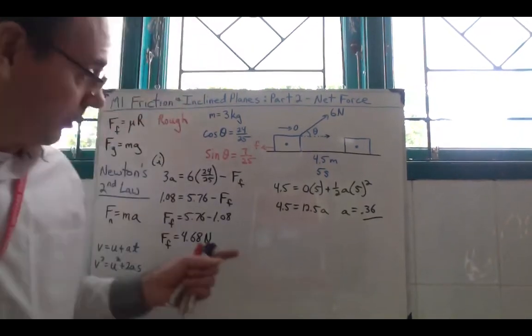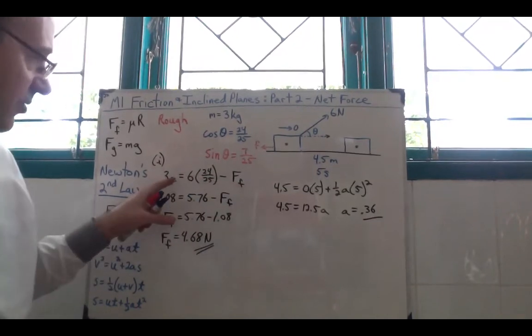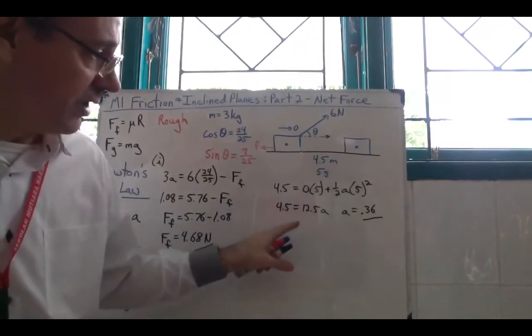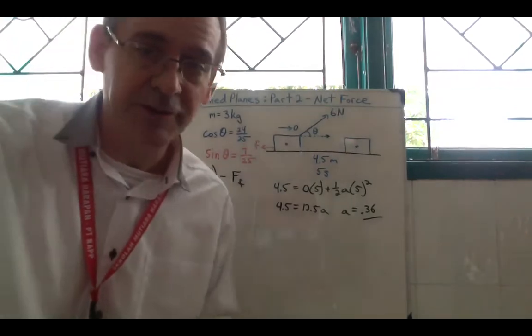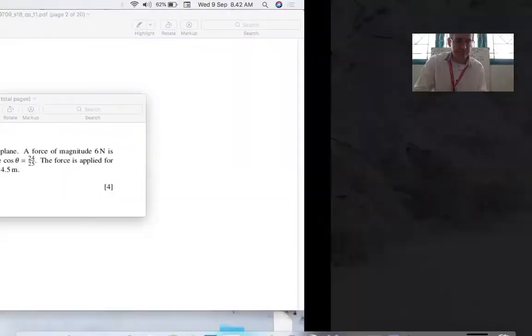Okay, so we set up our formula. We have two unknowns. So we go to our SUVAT with the information provided to help us find acceleration. Then we're able to find the force due to friction. Now let's go and look at the second part of the question.